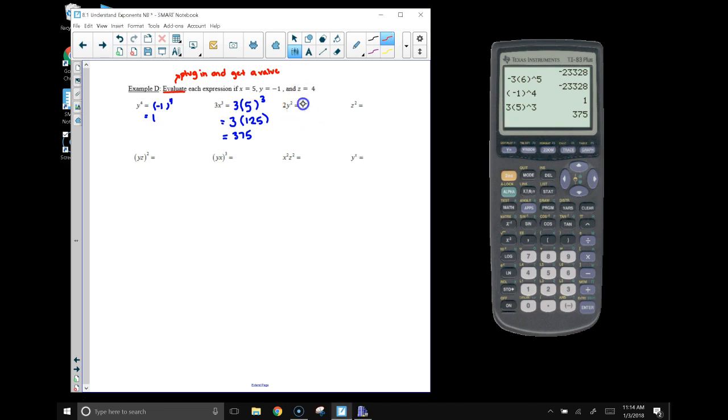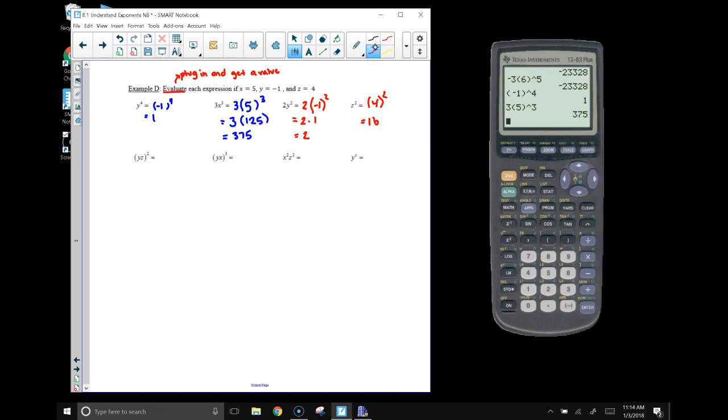Okay? 2 times y to the 2nd. I've got 2, then -1 to the 2nd. Notice how I used parentheses. Okay? 2, I'm going to leave it in front here. -1 squared is +1, so I get +2 as my answer. Okay? Z squared. I'm going to plug in 4 for z. Square it. 4 squared is 16.